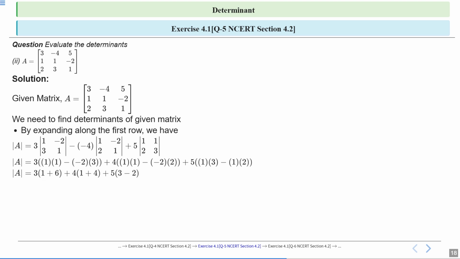So the determinant of A is 3 into 1 plus 6, plus 4 into 1 plus 5, 1 plus 4, plus 5 into 3 minus 2. So we get 3 into 7 plus 4 into 5 plus 5 into 1, that is 21 plus 20 plus 5. So the determinant of A is 46. Okay.